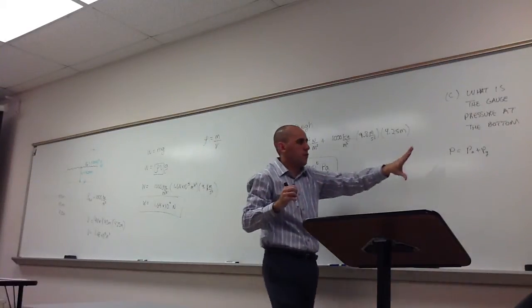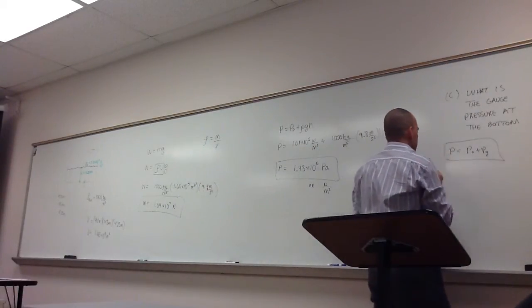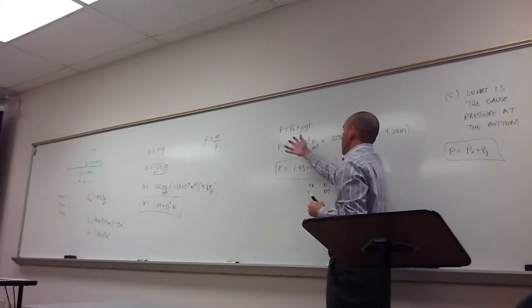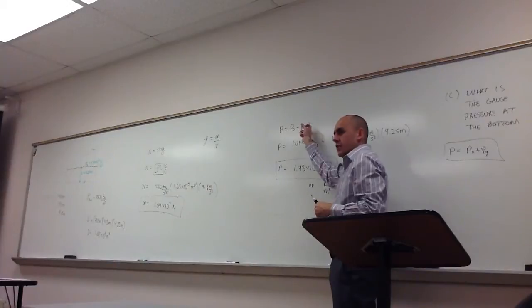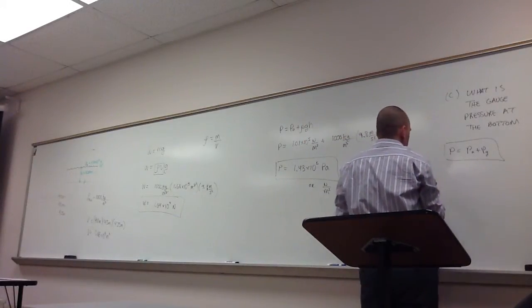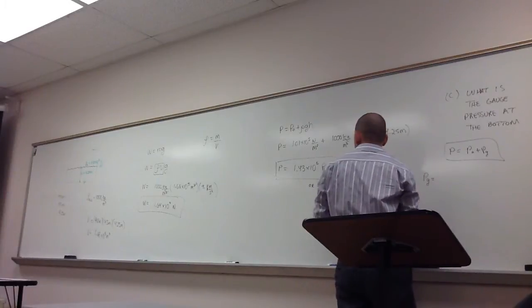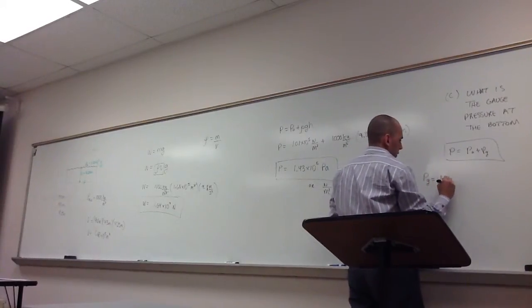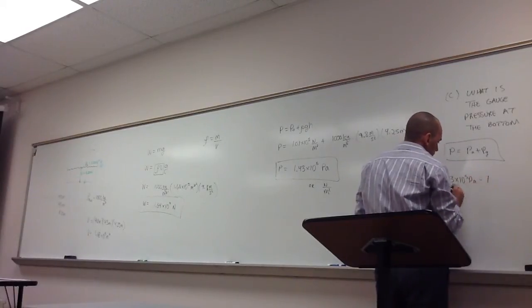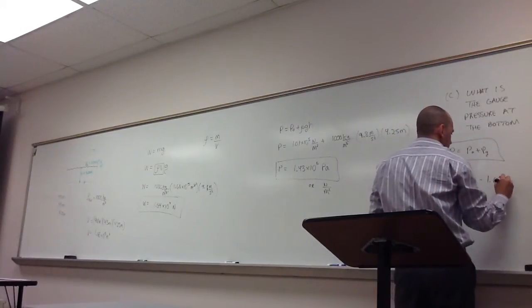I'm going to leave it in this form. You can just treat it as an equation like this. But if you're reading the book, sometimes you might see it written in terms of the rho gh, because that's all we're talking about here. But let's go ahead and write this out. PG is equal to the 1.43 times 10 to the 5th minus the atmospheric pressure.